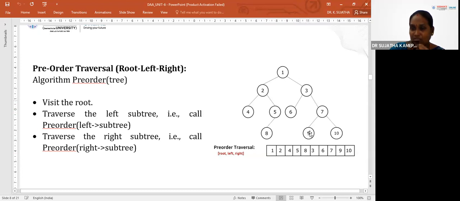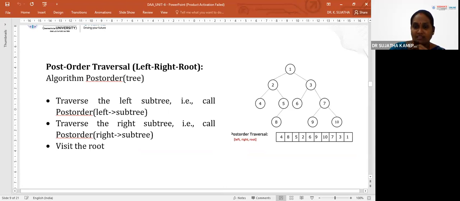Then coming to this time, the right child, 3 is the parent. So that's why 3 is visited. Then its left child. Then 7 is the parent, so 7 is visited. Then its left child, then its right child. That is, the parent is always visited first, that is the root is visited first. Then the left child and then the right child are visited in the case of pre-order traversal.